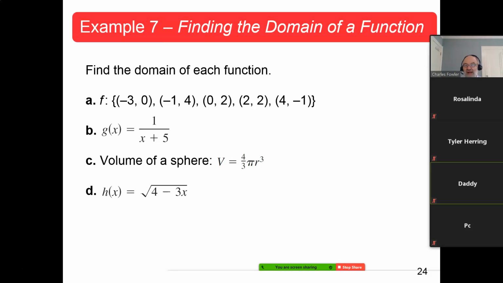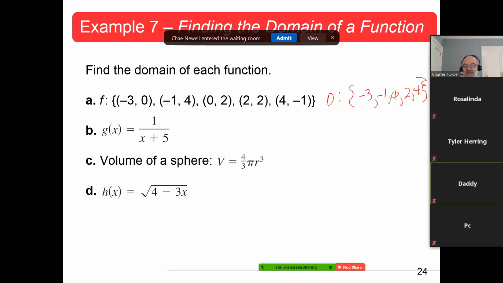Here we'll find the domain of each of these functions. Now that first one is a set of ordered pairs. So what would be its domain? It would be a set of the input values, which are the numbers that show up first. So that would be the set of -3, -1, 0, 2, and 4. That is an explicit domain. There it is. That's all you got.